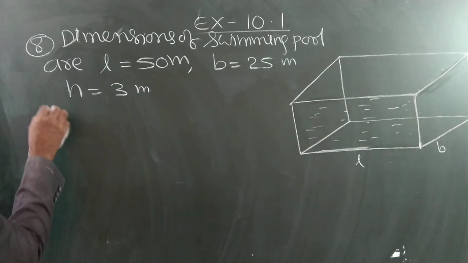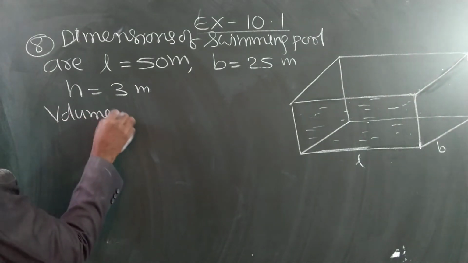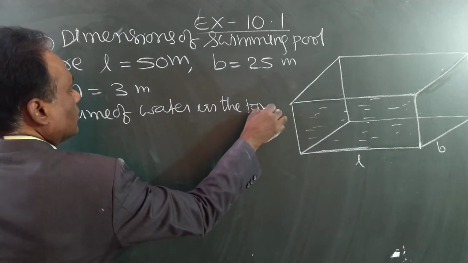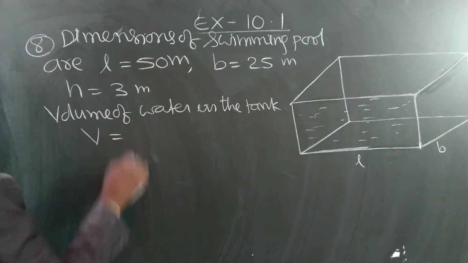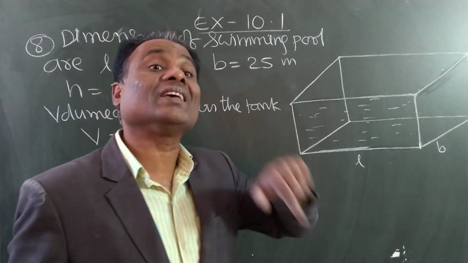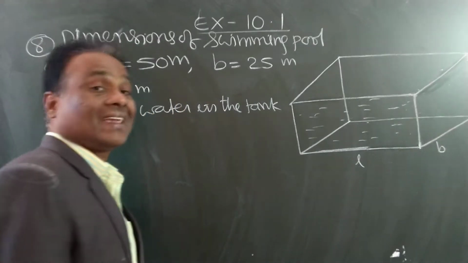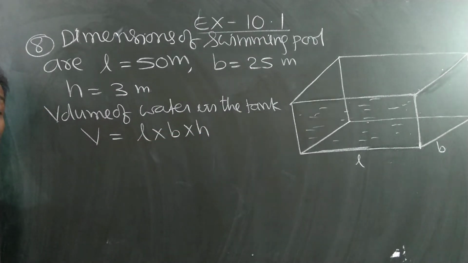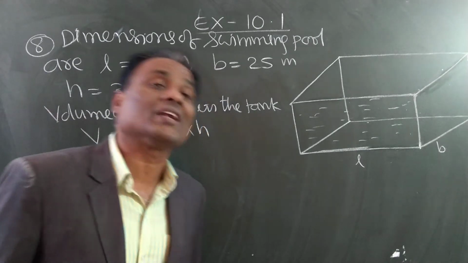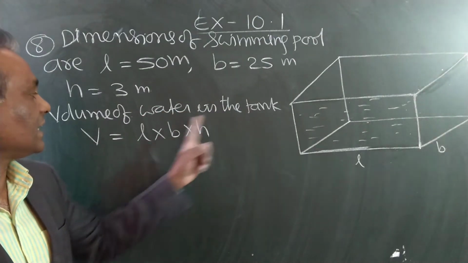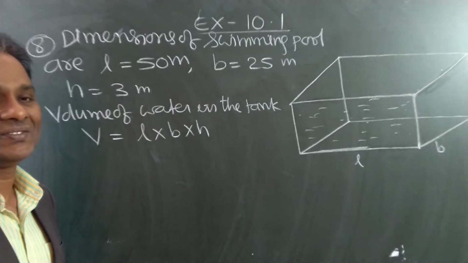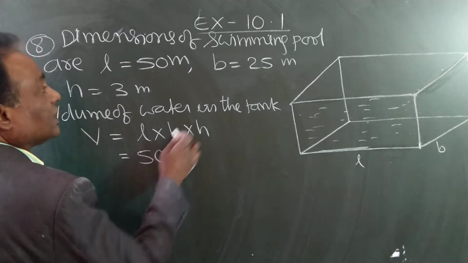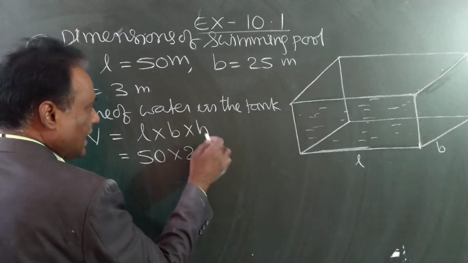So see here. Volume of water in the tank. Tank is in the shape of a cuboid. So cuboid volume formula, length into breadth into height. Volume of water in the tank is length into breadth into height. Length is 50. Breadth is 25. Height is 3.